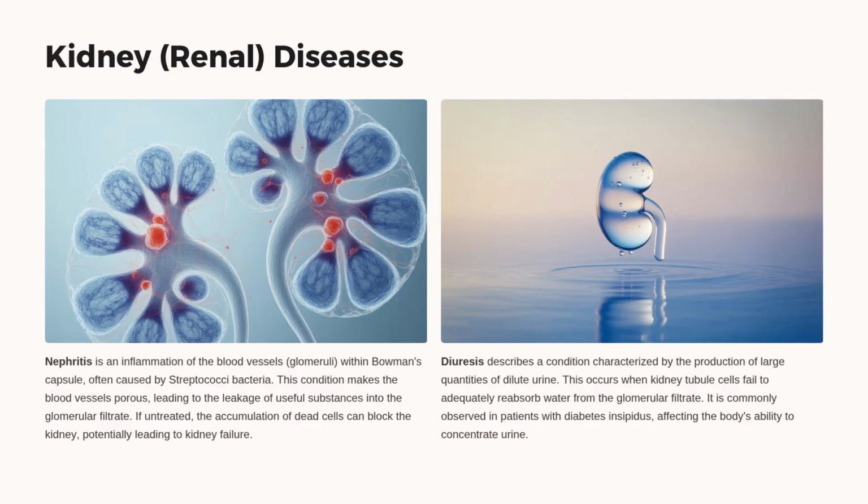Diuresis describes a condition characterized by the production of large quantities of dilute urine. This occurs when kidney tubule cells fail to adequately reabsorb water from the glomerular filtrate. It is commonly observed in patients with diabetes insipidus, affecting the body's ability to concentrate urine.